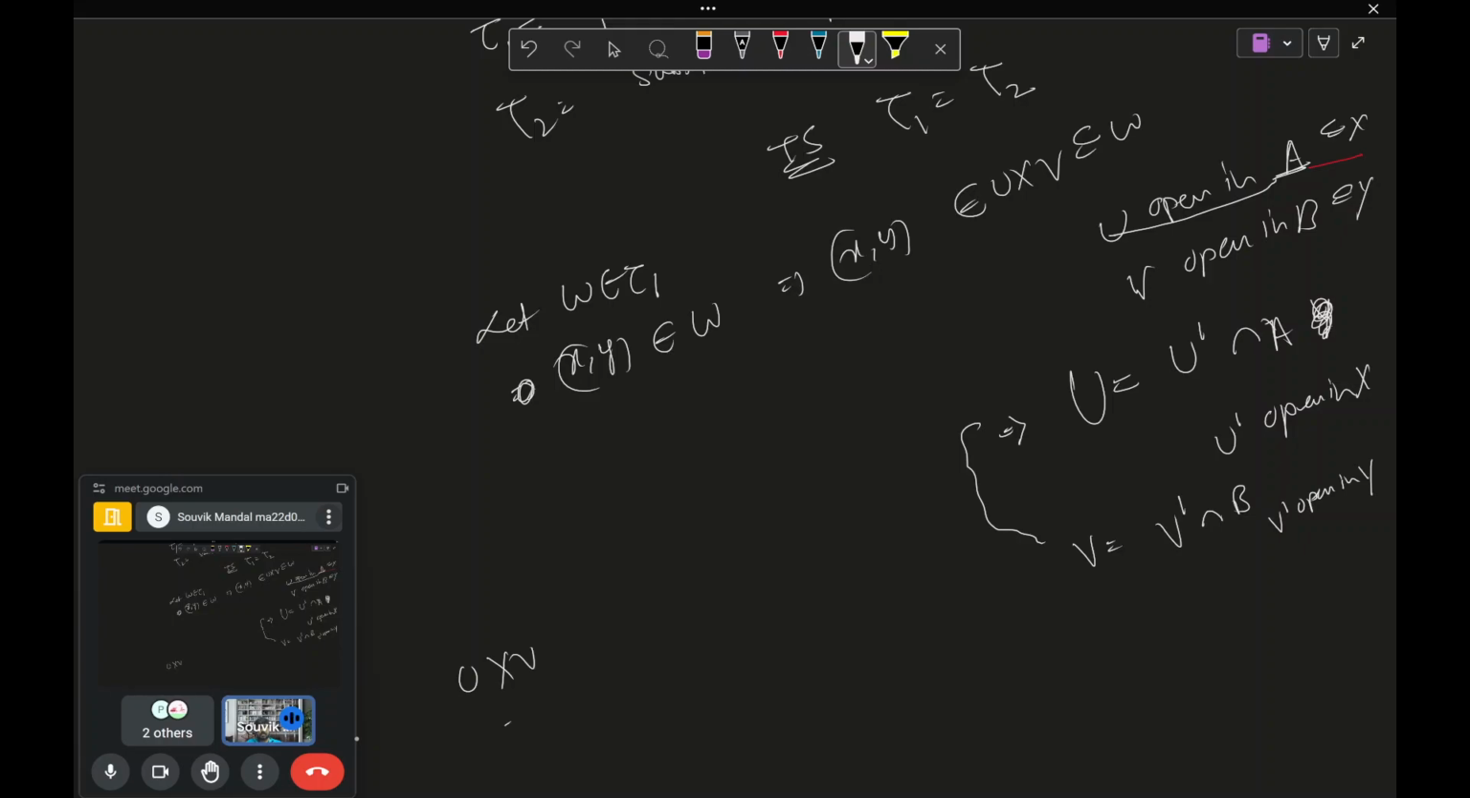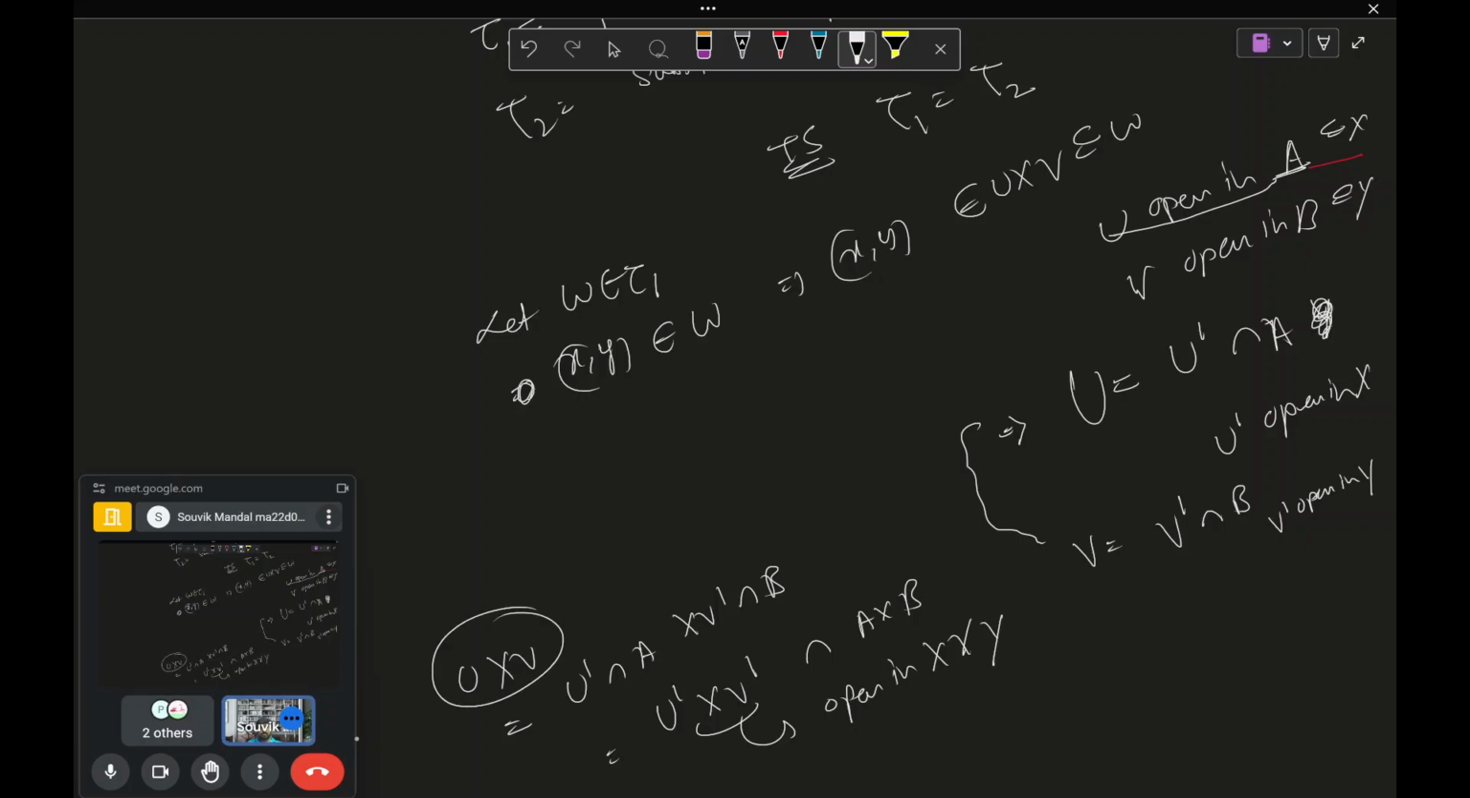So U cross V is nothing but U dash intersection A cross V dash intersection B. This can be written as U dash cross V dash intersection A cross B. And this thing U dash cross V dash is open in X cross Y. So U cross V can be written as the intersection of an open set of X cross Y with A cross B. So this implies U cross V belongs to tau two, right?